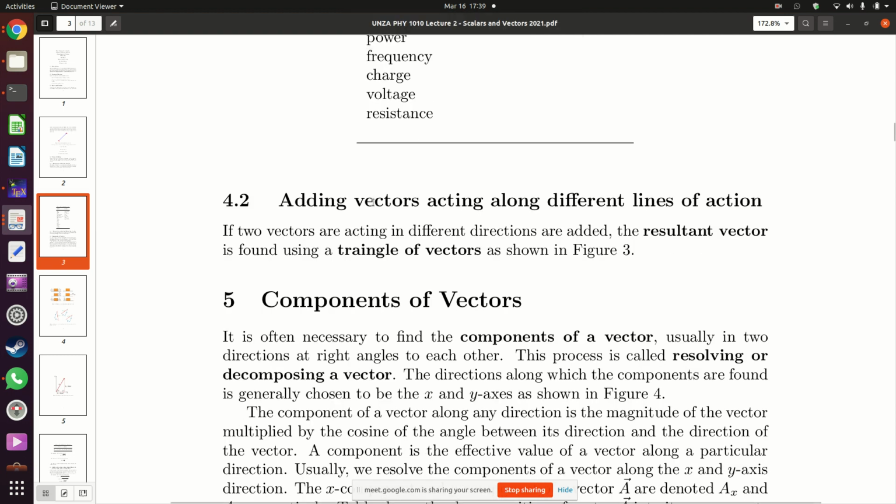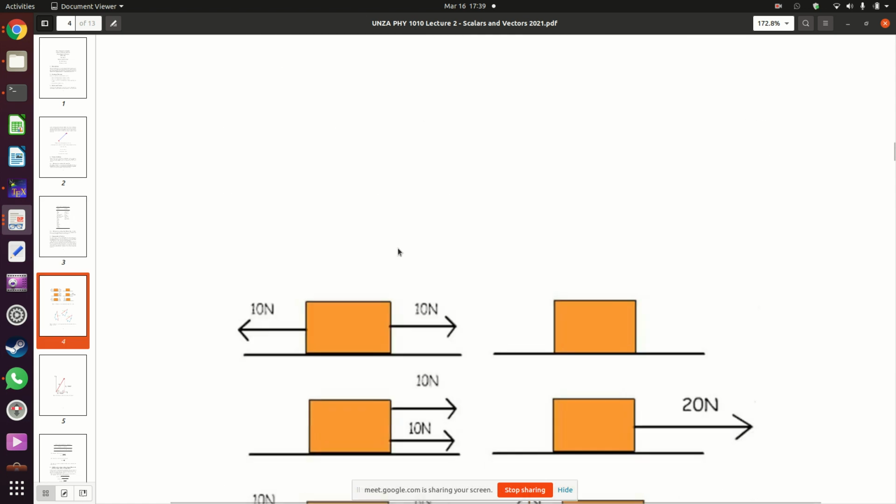Next comes adding vectors acting along different lines. It's not always possible to have vectors which are parallel, so that you can be playing only with parallel vectors. What you're going to find in reality are a bunch of vectors which point in different directions. As a matter of fact, we will not give you vectors which point in the same direction, because that's easy to do. What we're going to give you are vectors which actually point in different directions.